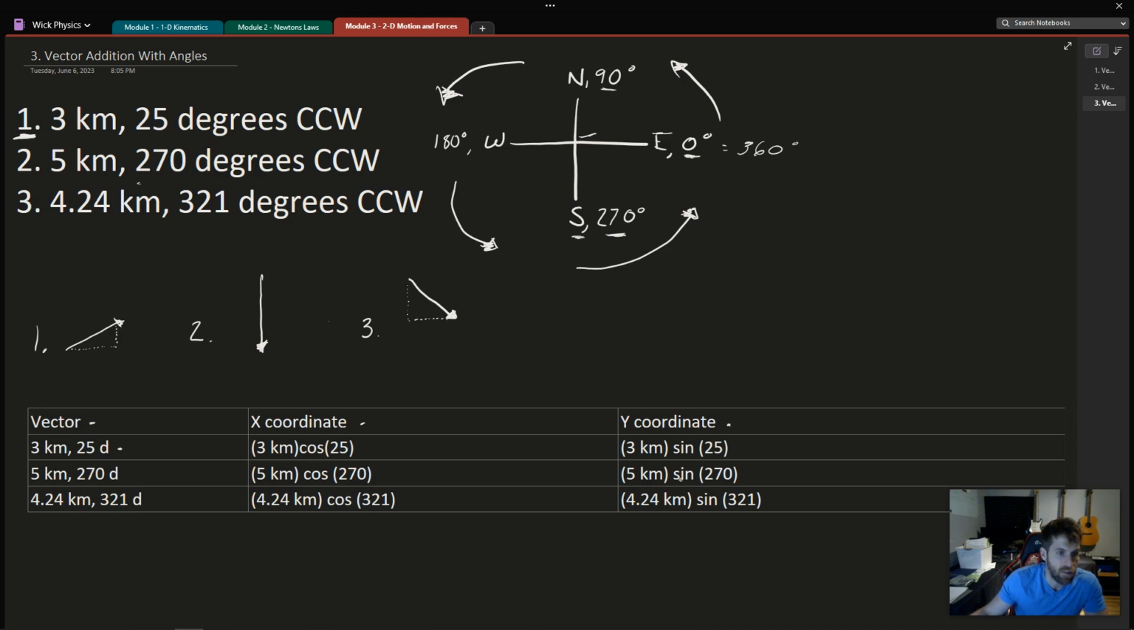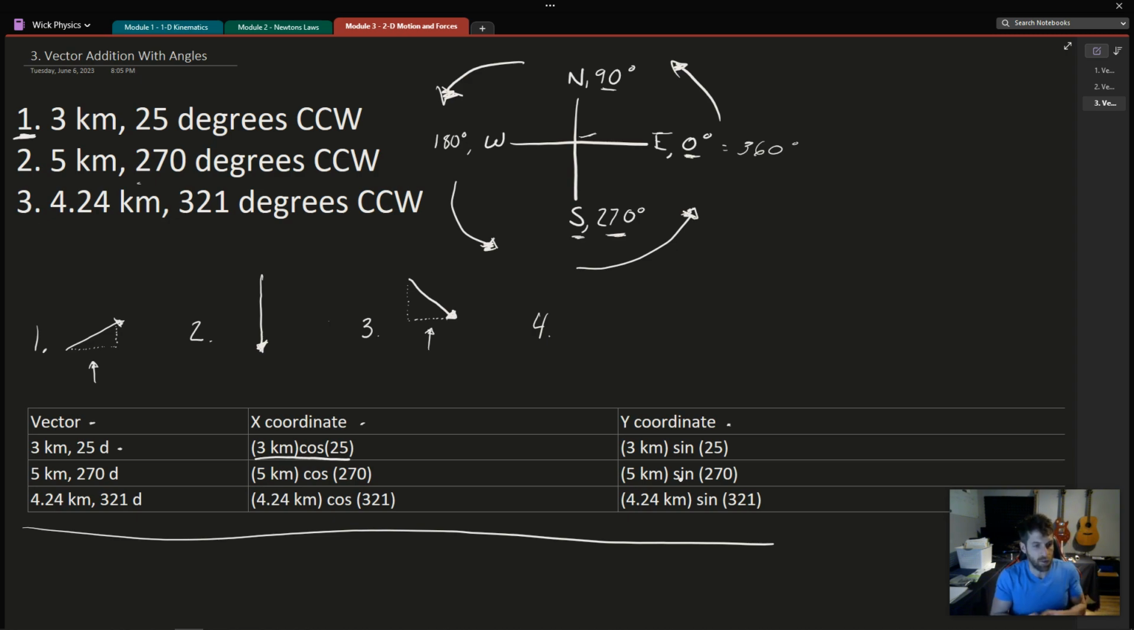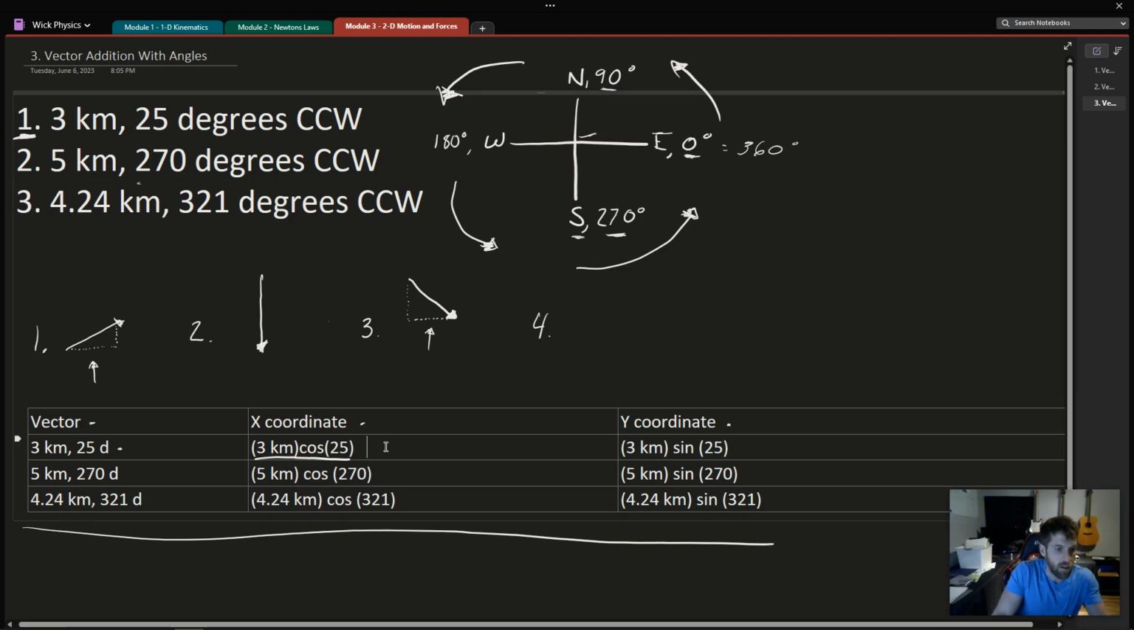South of east. So we're going to use this table down here, this big old table, and we are going to find out what exactly is the x coordinate and the y coordinate for these dotted lines here in order to sum them all up, add them together, and find our resultant, let's say number 4. So 3 kilometers cos 25. We are in the second column of our table. So 3 cos 25, we get 2.72.